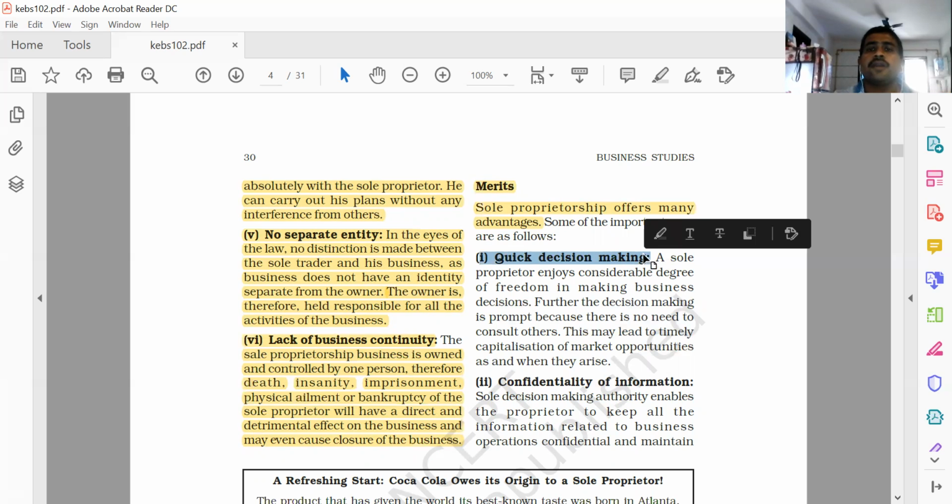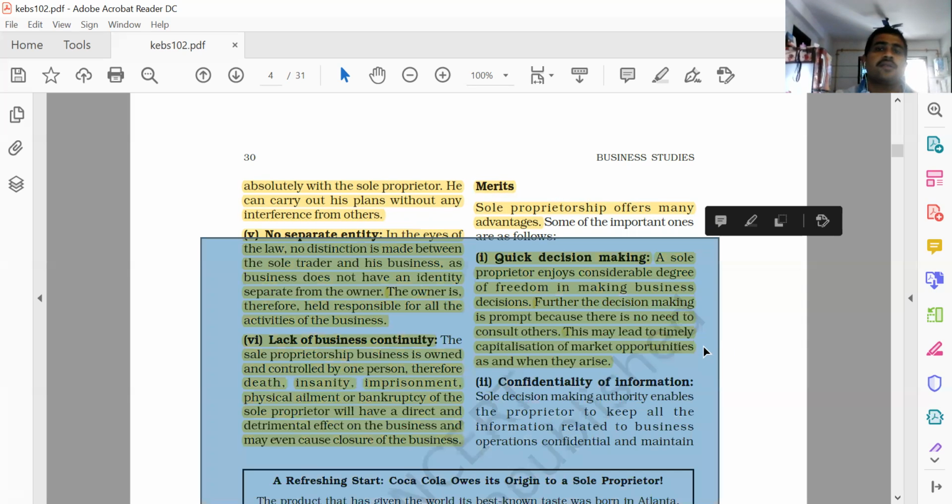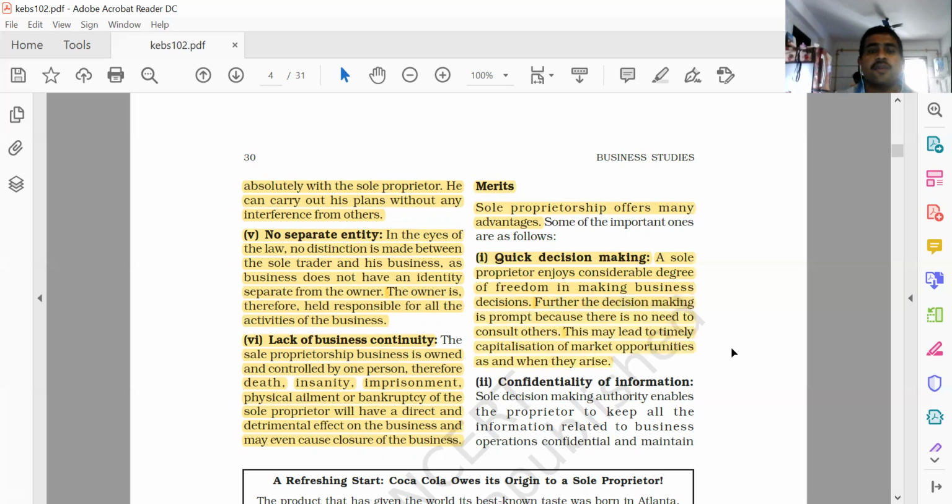Quick decision making. A sole proprietor enjoys considerable degree of freedom in making business decisions. Further, the decision making is prompt because there is no need to consult the others. क्योंकि किसी को पूछने की जरूरत नहीं है. These lead to timely capitalization of market opportunities as and when they arise. तो फटाफट वो डिसीजन ले सकते कि हमें क्या करना है.